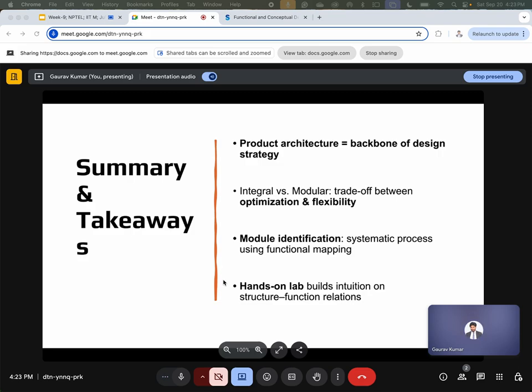Finally, module identification and hints on lab exercises reinforce the theoretical learning. By bridging the gap between concept and practice, students gain both analytical skills and design intuition, preparing them for real-world engineering challenges. So this was the summary and takeaway of last week, week 9 courses.